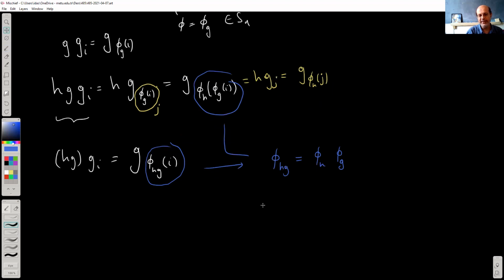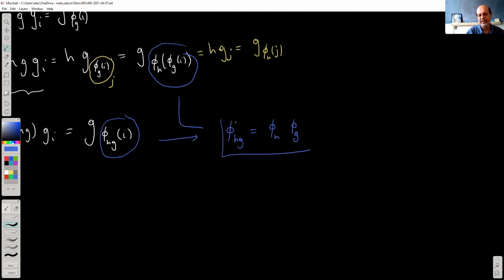So as a result, I have some kind of a function here. For every group element, I have a corresponding permutation in Sn. So this phi is a map from the group elements to the permutations, and this map satisfies that property. Therefore, this says that phi is a homomorphism. Try to understand this, all right?